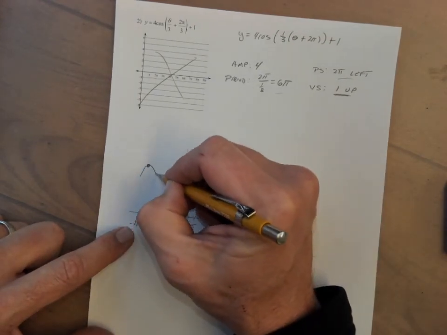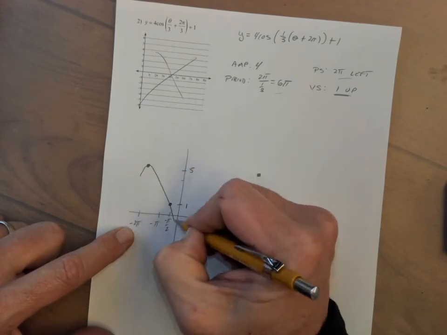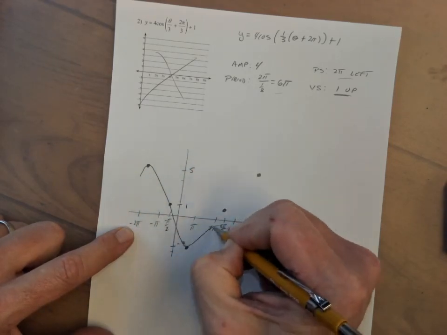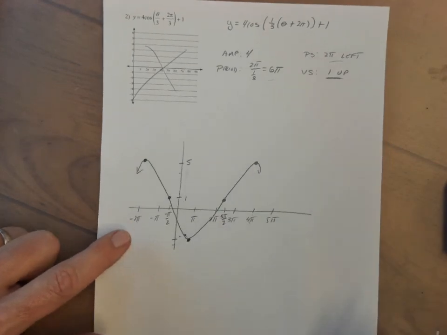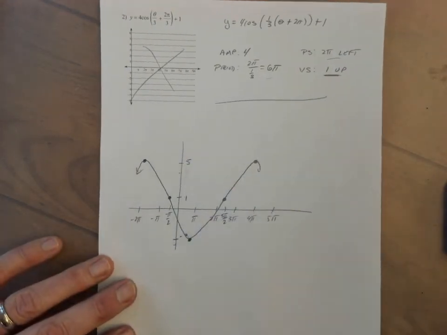And now we have our points. We know this is periodic, so it's going to continue to repeat. We draw those arrows showing that. And then there is 1 pi, and there is all of our transformations.